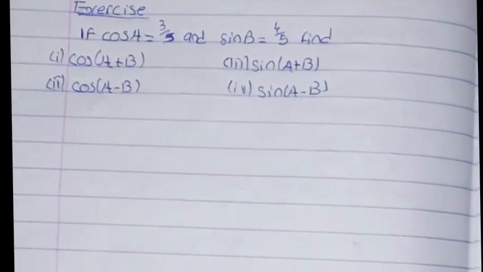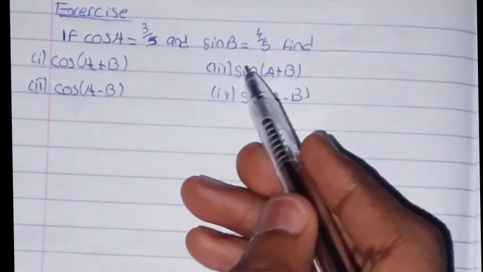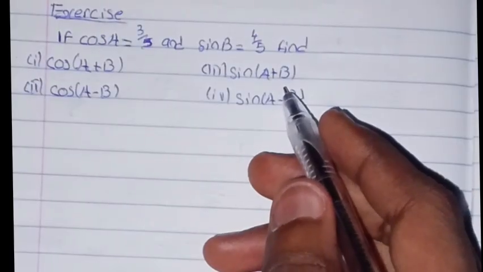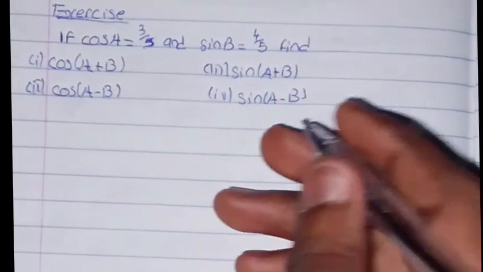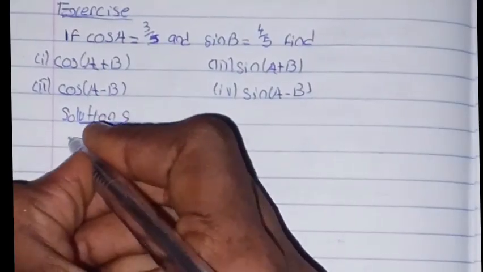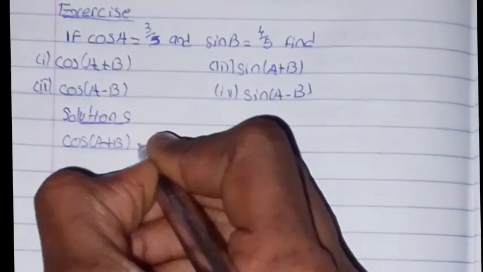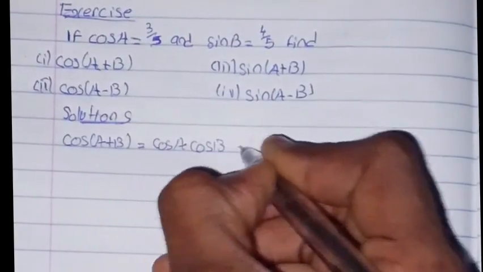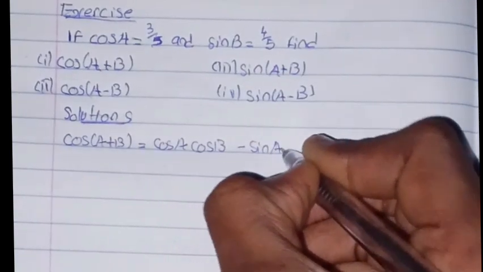Alright, so you have a question that says if cos A is equal to 3 over 5 and sin B is equal to 4 over 5, find cos A plus B, cos A minus B, sin A plus B, and sin A minus B. So we're going to use the trigonometric compound formulas that we derived before. The first one is cos A plus B. First off, we said that cos A plus B can be expanded to give us cos A cos B minus sin A sin B.